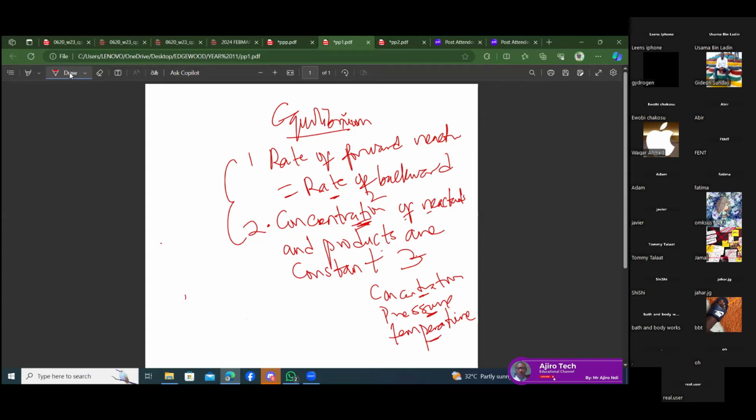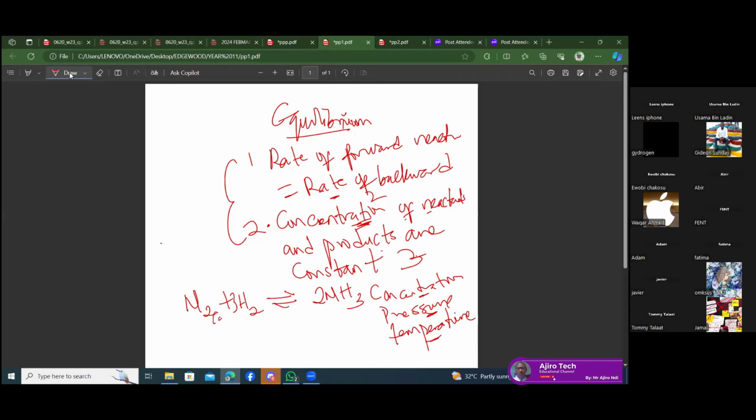So I'm going to use the Haber process, which is nitrogen plus hydrogen, a reversible reaction to give ammonia. I'm going to put 3 here. These are gaseous reactions, remember. And from your study, remember that this is an exothermic reaction. Exothermic reaction, change in enthalpy is negative. Now we have to explain using temperature.